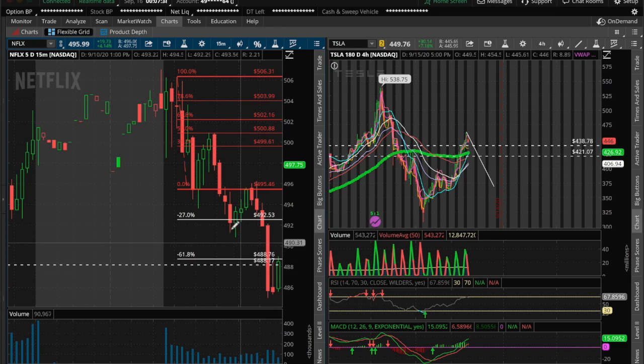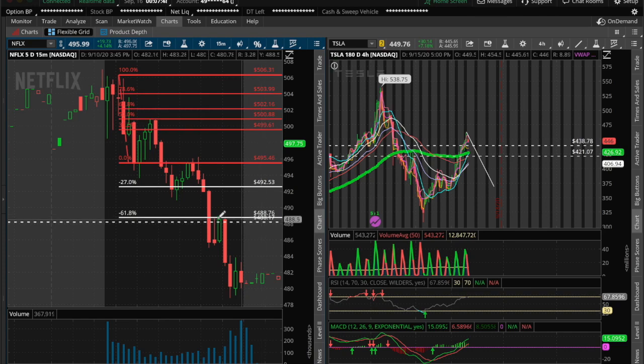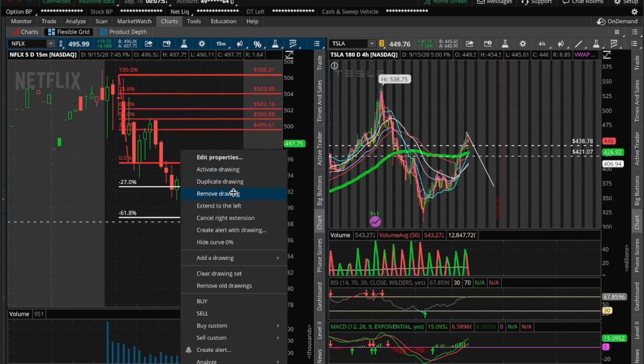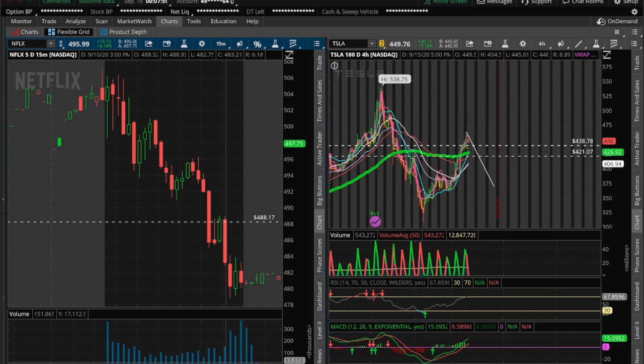Went straight to that. It tried to retrace back up, and like I said, if it can't get back over here, the entry point is gonna go back down, and it's gonna try to test that next target, which it did, and it actually kept going. So this could have been a great day for puts. And you just saw that on the 15-minute scale. Let me remove that. Let me go try to find an uptrend day.